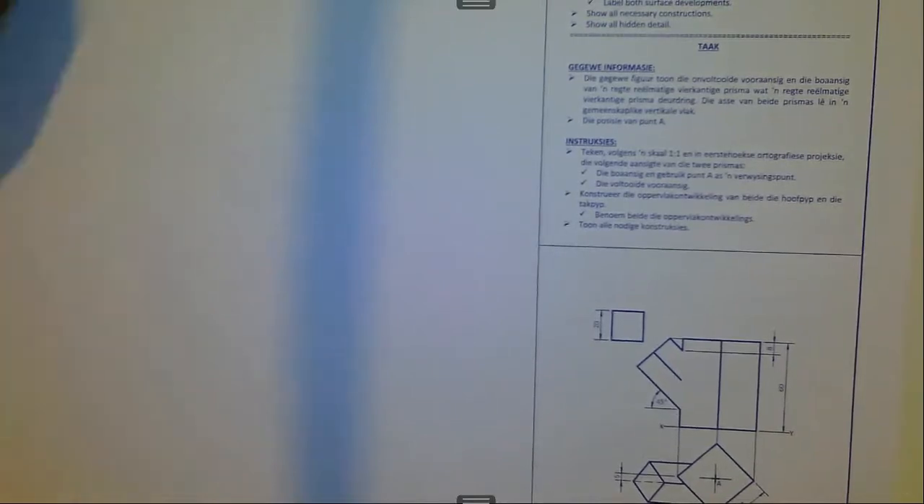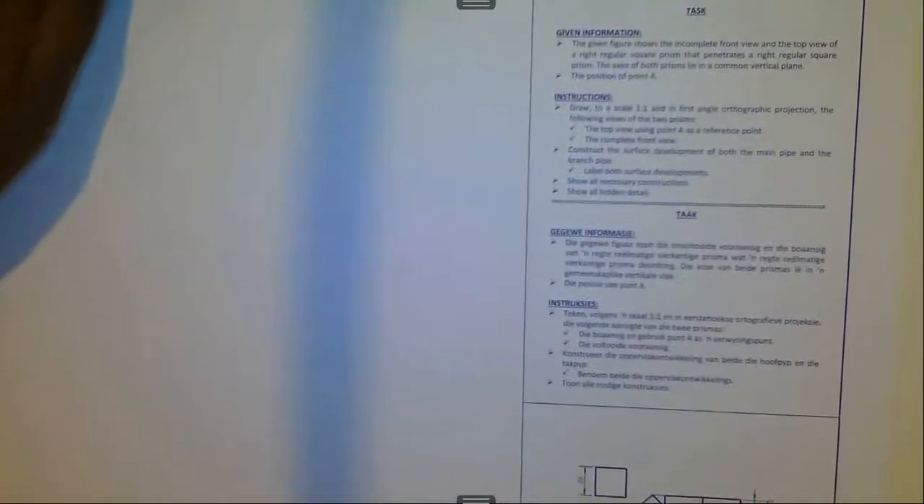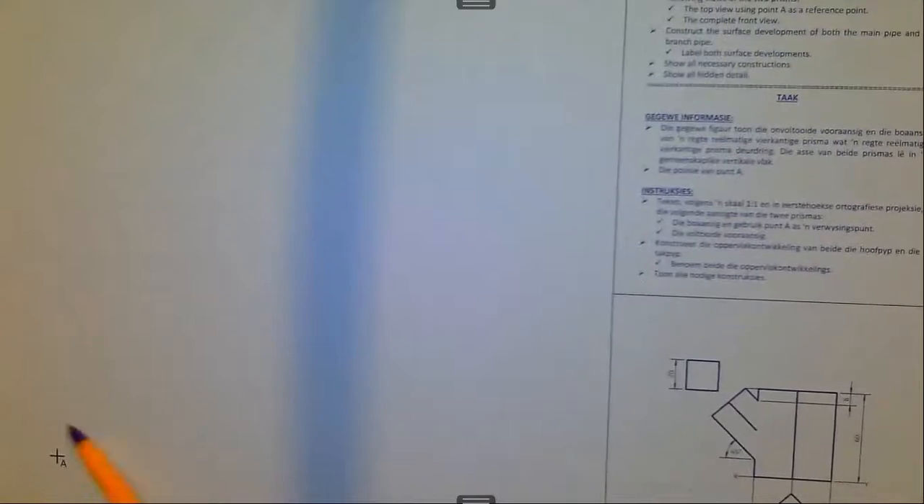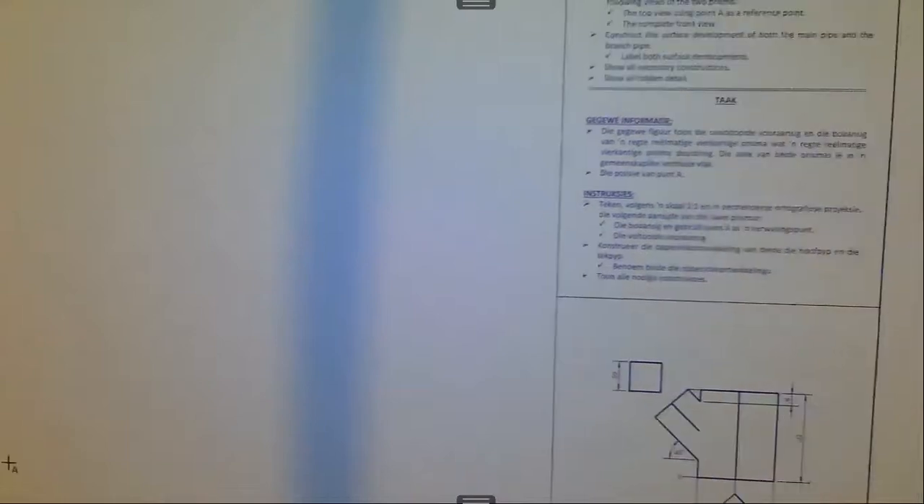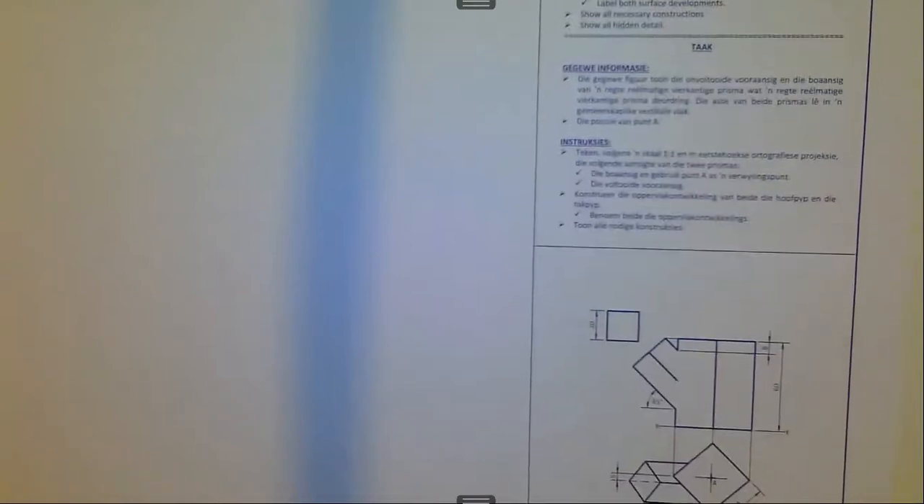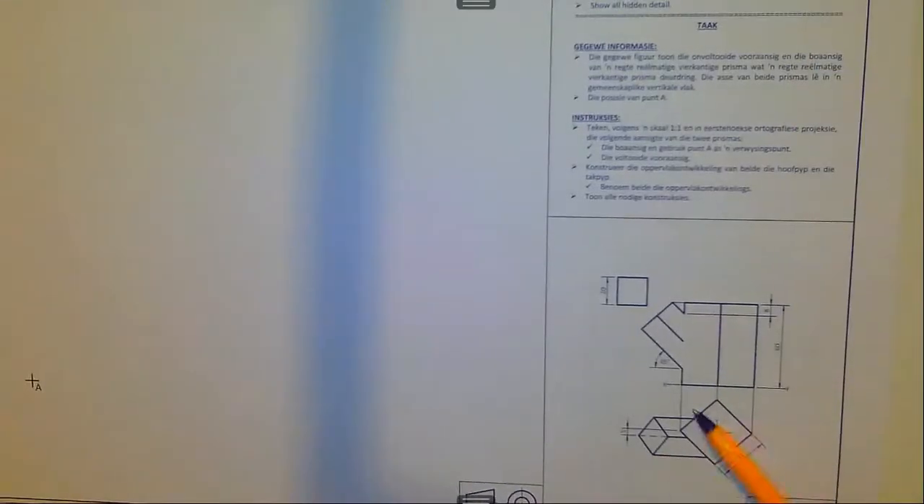Right, we are also given point A, which is our starting point. If we check on this one, you have that point A there, okay? Right, draw to scale 1:1 and in first angle orthographic projection, the following views of the two prisms. The top view using point A as a reference point, right? If you check, we have got our top view, like this. This is our top view. So we are supposed to copy this using point A as our reference point.